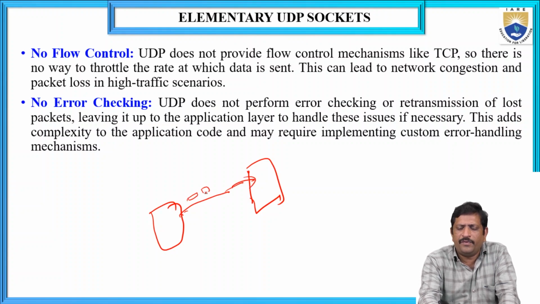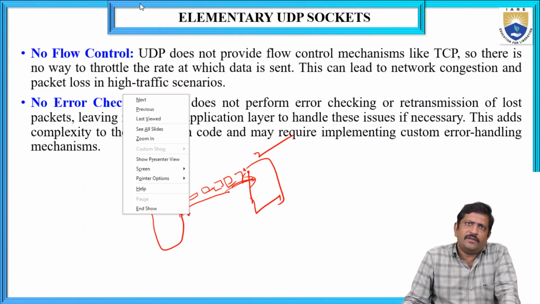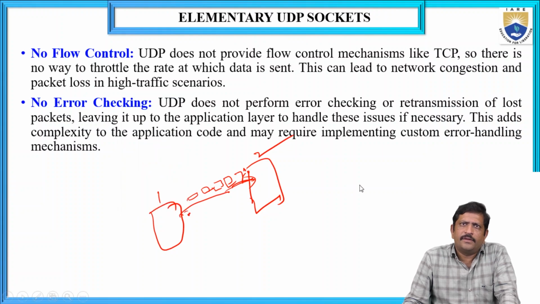There is no other control before the data reaches device 2. If you send the data from device 1 like this, congestion will arise. With this traffic, congestion occurs and packets will also be lost in a high traffic scenario.